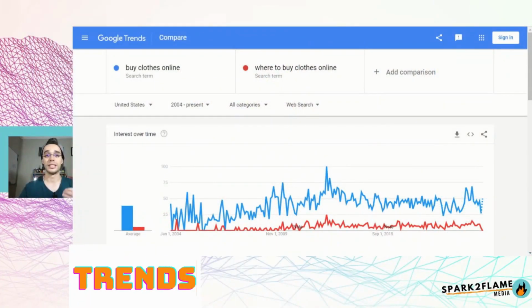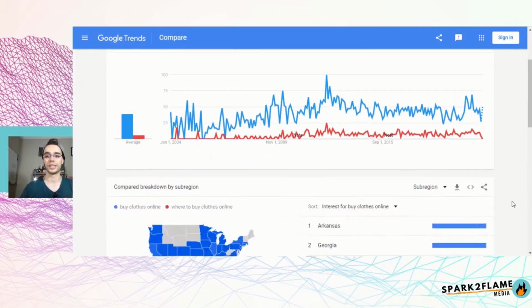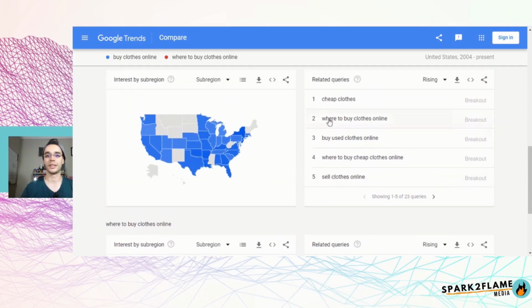Where I like to start is, funny enough, on something as simple as Google Trends, okay? And I like to try and use buying intent words that customers, or prospects at least, would be searching online. Terms like buy clothes online or where to buy clothes online. And you can see that this is just filtered on the US from 2004 to the present, right? And this little dotted line over here shows that it's forecast to increase in search terms. And if you just scroll through here, you'll see the various states as well as other related queries.